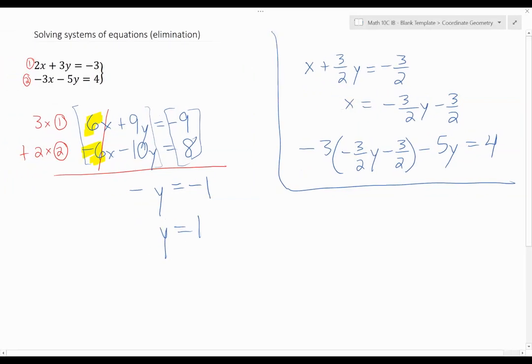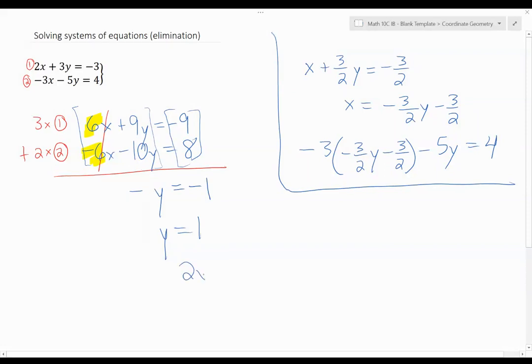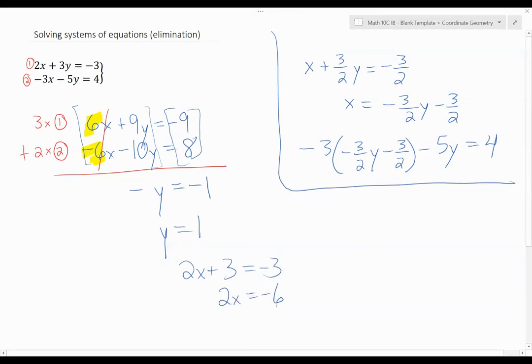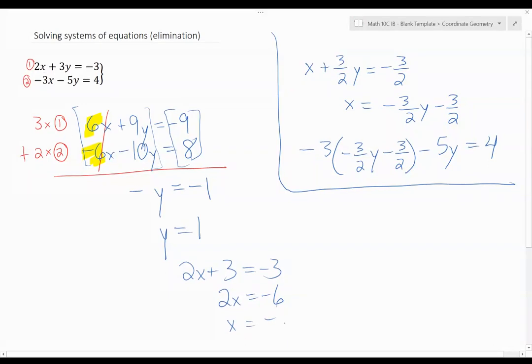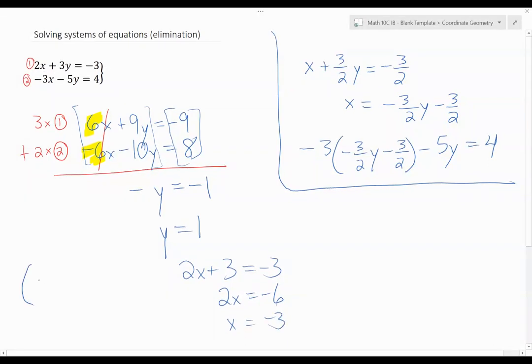And now what I can do with that value is substitute it into either one of my original equations or the modified equations with the bigger coefficients, but I would prefer to use smaller coefficients, and figure out what x would have to be. In other words, 2x plus 3 times 1, which is 3, would have to equal negative 3. So 2x has to equal negative 6, which means x equals negative 3. And the solution to this system is therefore the point negative 3, 1.